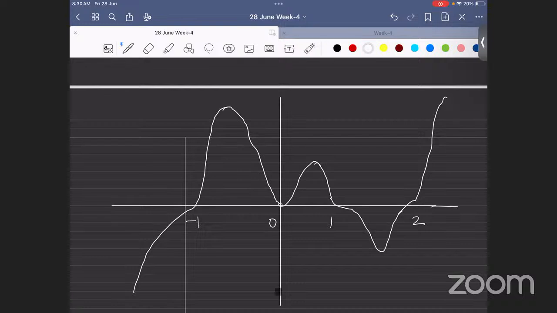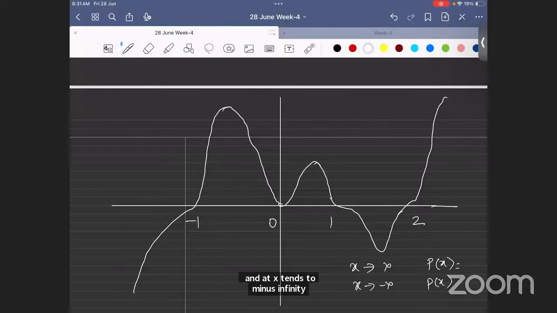Yes. Now the second thing that I'm asking: how does the function behave as x tends to infinity, what is the function value? And as x tends to minus infinity, what is the function value? As x tends to infinity it is plus infinity, and as x tends to minus infinity it is minus infinity, correct? So this type of question can be asked.